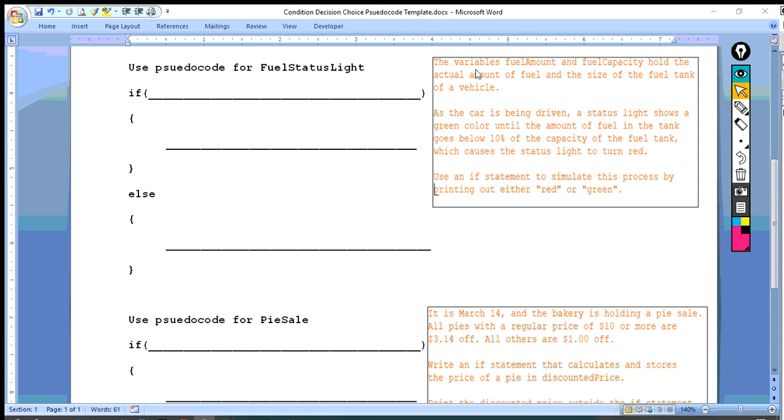So if we look at the fuel status light program, chapter 3b assignment, we look at the directions. The variables fuel amount and fuel capacity hold the actual amount of fuel and the size of the fuel tank of a vehicle. So fuel amount is the variable, and then fuel capacity holds the size of the fuel tank. In other words, how many gallons it can hold.